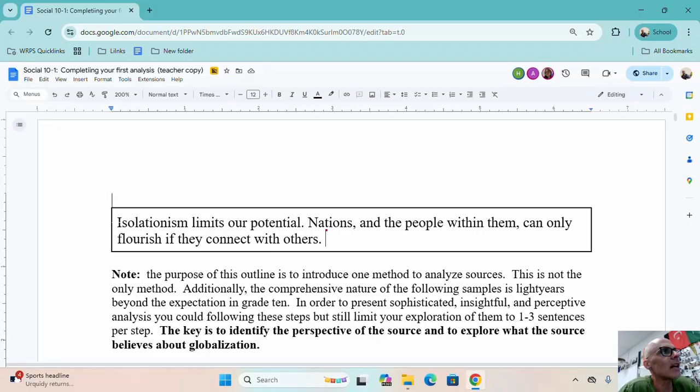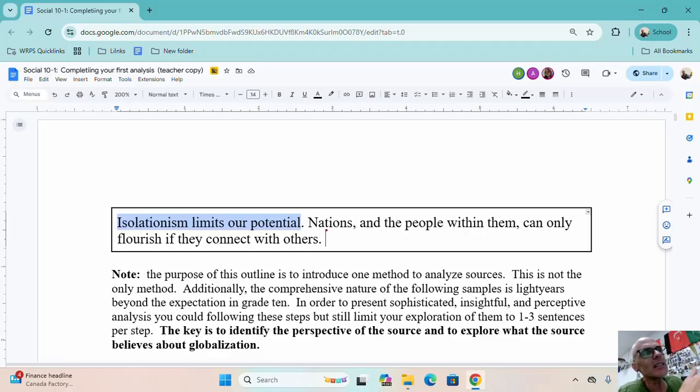So the source begins, isolationism limits our potential. At first glance, the source is very explicitly an anti-isolationism source by connecting isolationism with limiting our potential. So the source begins as it discredits isolation. So my analysis may begin with the source beginning with a purposeful discrediting of isolationism. It says it limits our potential.